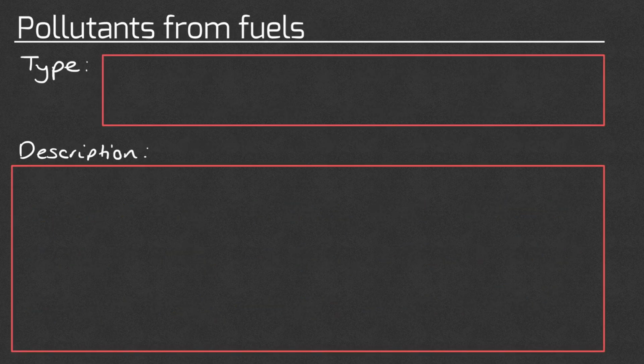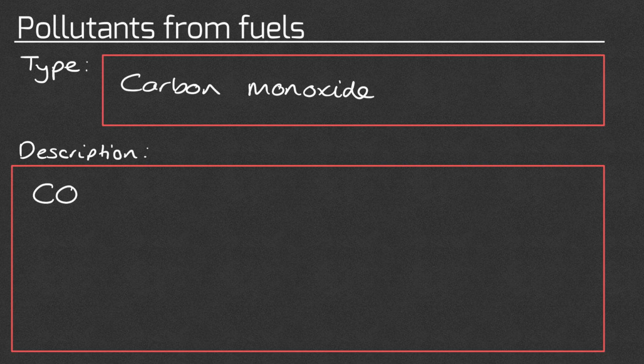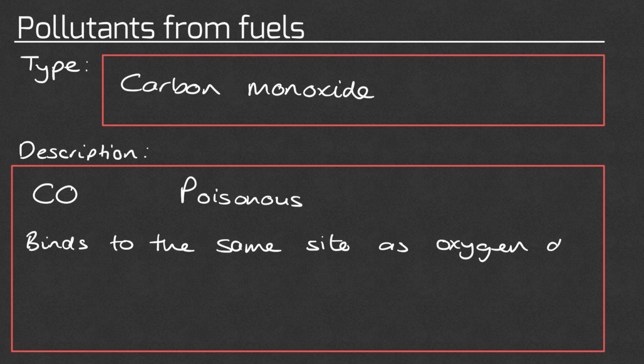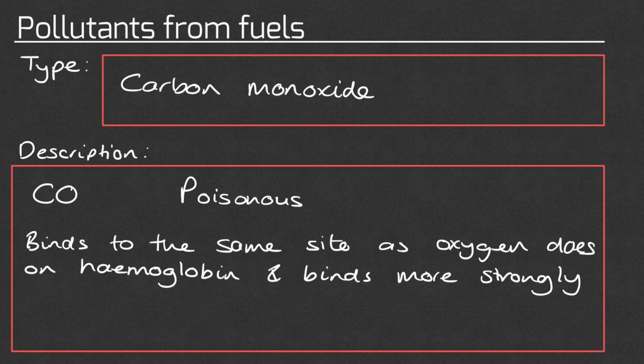We're now going to look in turn at 4 different pollutants which are produced from burning fuels. We'll look at the problems each one of these can cause. To start off with, we'll look at carbon monoxide. This is the chemical formula CO. It is a poisonous chemical because it binds to the same site as oxygen does on a hemoglobin molecule. It also binds more strongly, so it's binding to the molecule in your red blood cells which carry oxygen around your body.